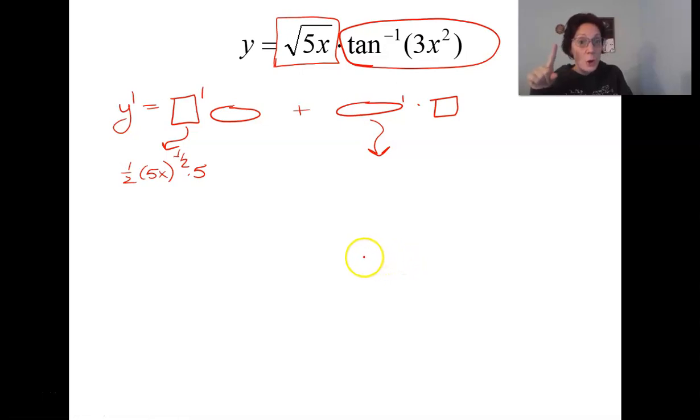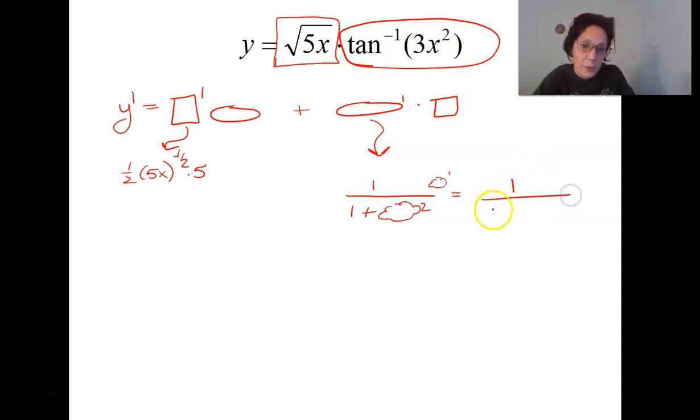It's just 1 over 1 plus u squared. So all I really have to do is find my u. It's going to be 1 over 1 plus whatever my cloud is squared. And then, of course, chain rule. So I have here inverse tangent of 3x squared, so my cloud is 3x squared. So this derivative is going to be 1 over 1 plus 9x to the 4th, and then I have to chain rule. So the derivative of 3x squared is 6x.